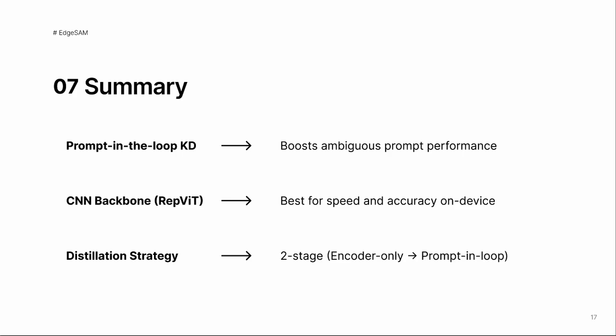The second key point is the CNN backbone. While most SAM variants use ViT-based backbones, EdgeSAM uses RepViT, which is CNN-based. CNNs are well optimized on most AI accelerators and show great performance in both speed and accuracy. Finally, there's the distilling strategy. The two-stage method, which distills only the encoder first and then applies prompt in the loop, performed better than the joint method.